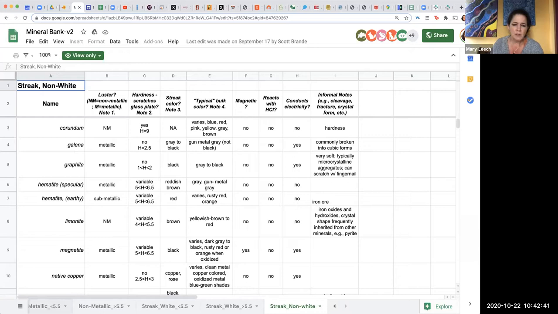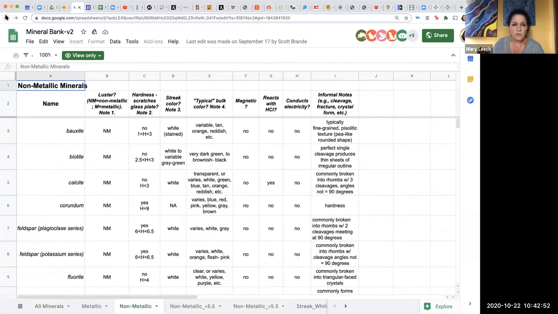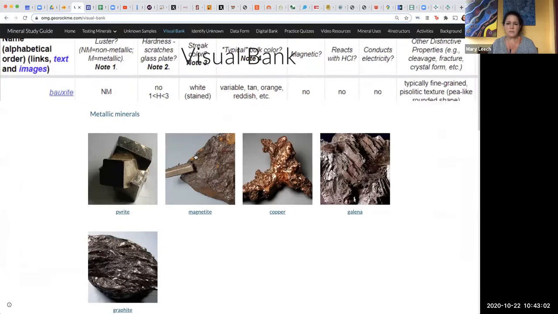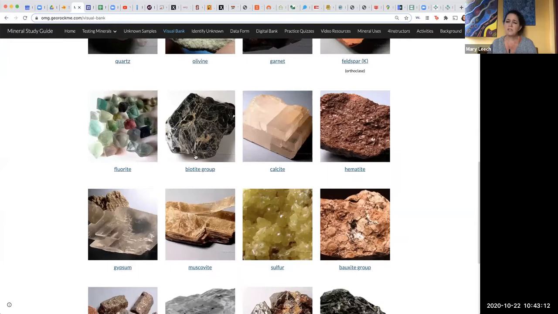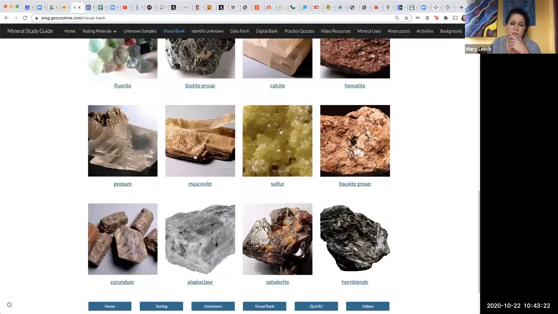And then he also has a visual bank of minerals, so you can just do a visual comparison. Here we go, the visual bank. There are the metallic minerals up top and some non-metallic minerals. These are going to look different than the unknowns look, but each of these has many of the same physical properties that you would need to identify, just visible in the photos themselves. So you can also do a visual match.